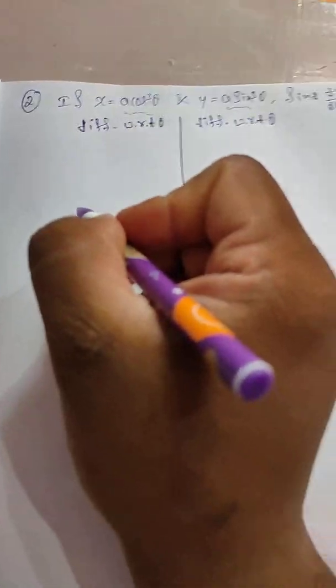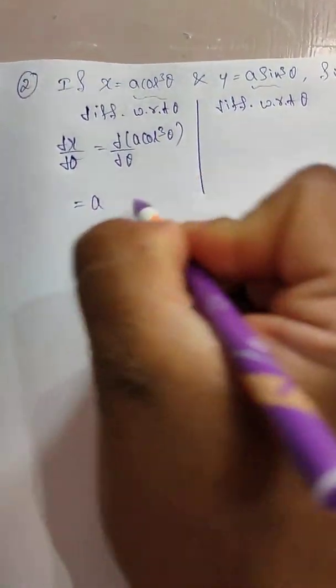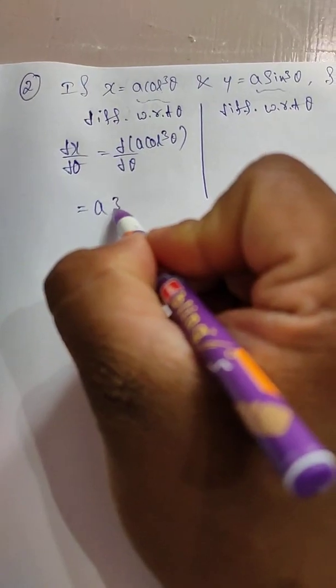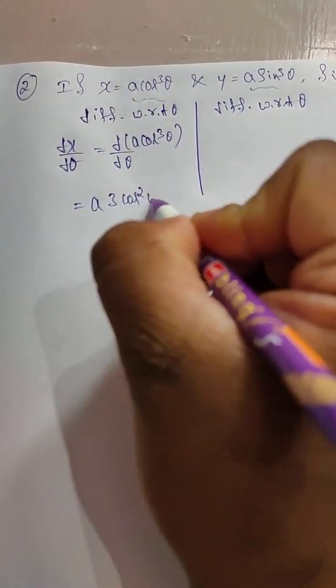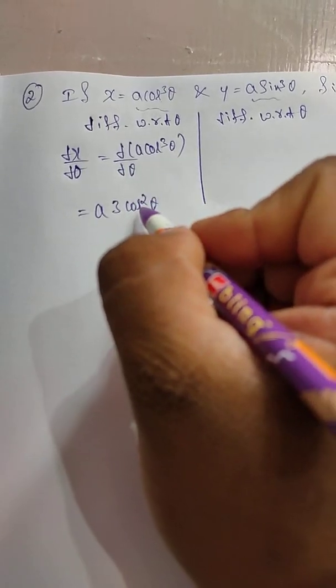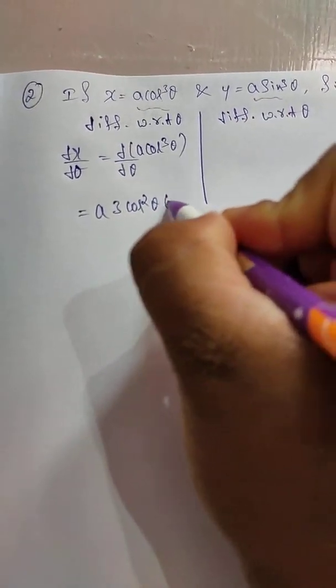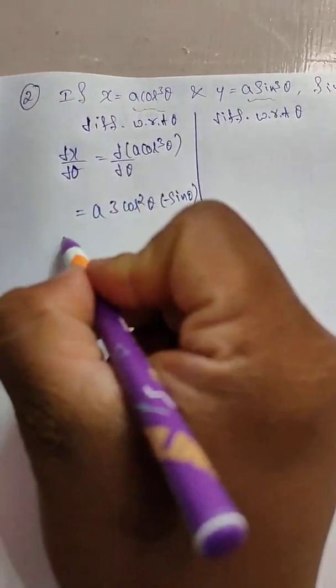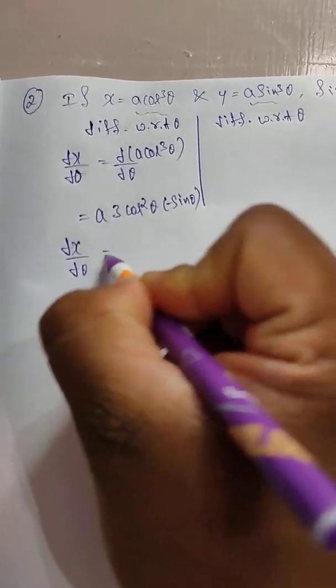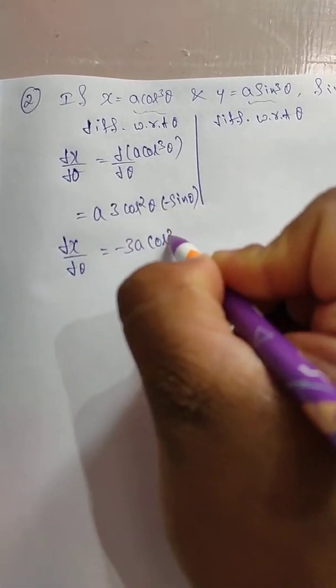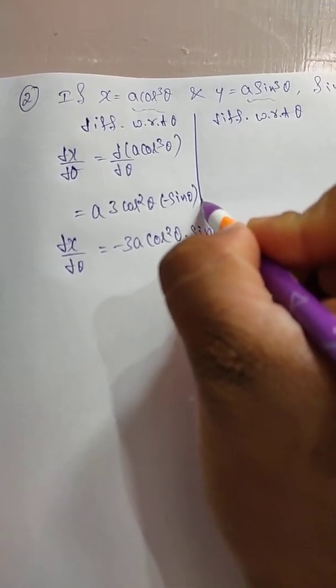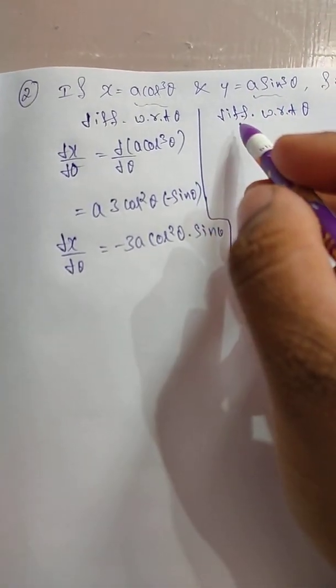Now dx by d theta is equal to the differentiation of a cos cube theta. Here a is a constant. What is the differentiation of cos cube theta? 3 cos square theta. First you want to differentiate the power and then you want to differentiate the base. 3 cos square theta. Again the differentiation of cos theta is minus sin theta. Now dx by d theta is equal to minus 3a cos square theta into sin theta. Is it clear?